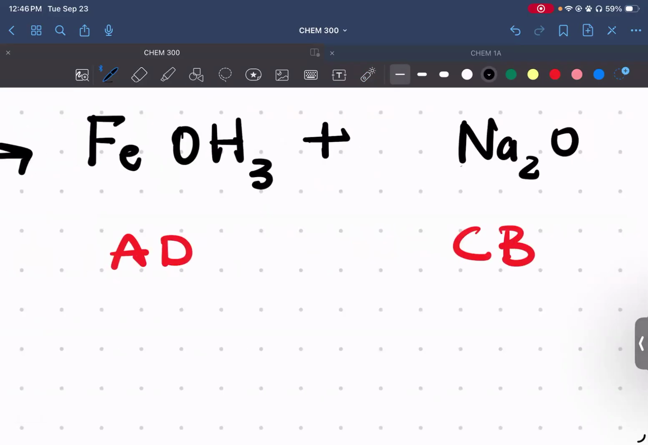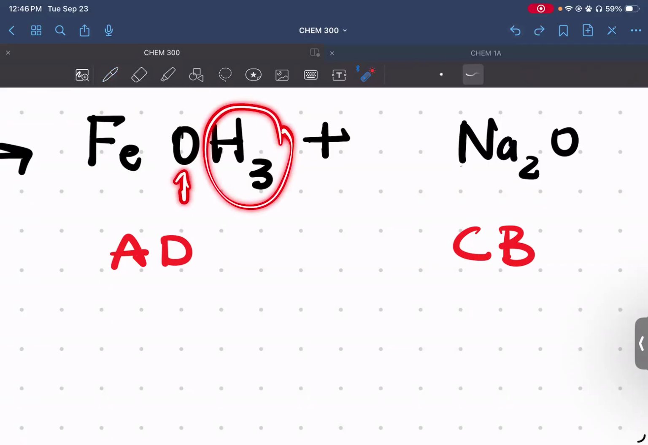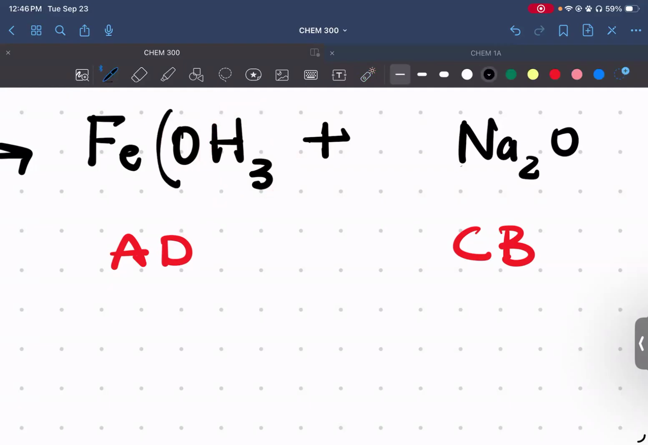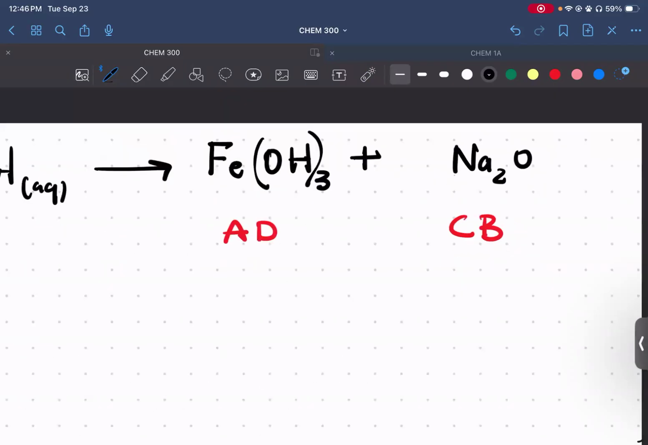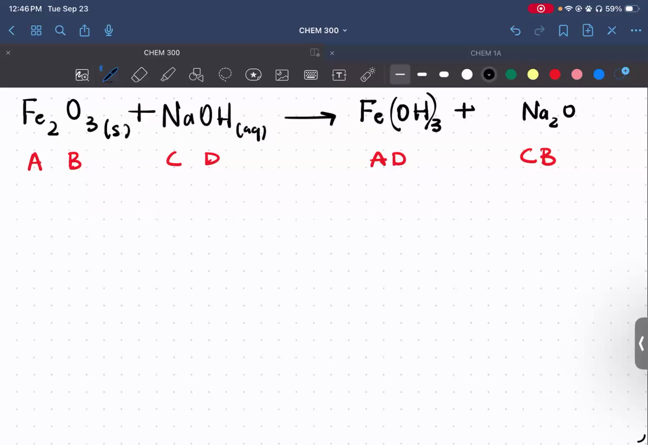As written, are my products correct? I hear a couple no's. I see a couple heads shaking yes. To those who said no, why is it wrong as written? I need brackets around the OH. Why? Because if I left it, I'm implying there are 3 hydrogens and only 1 oxygen, which is wrong. So the bracket removes the ambiguity. Match ions, crisscross when needed.